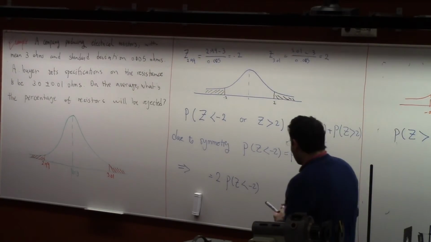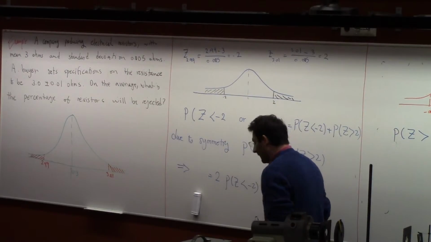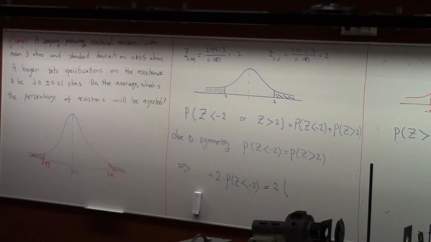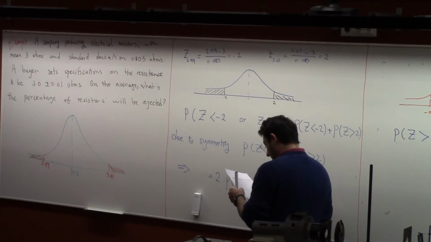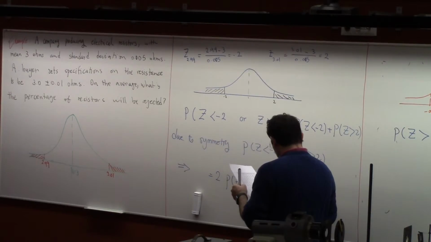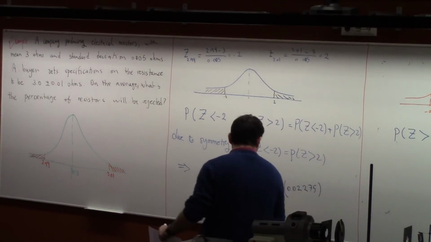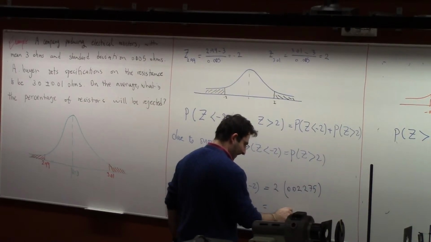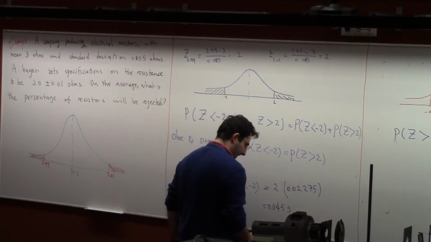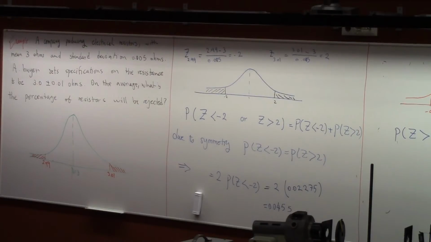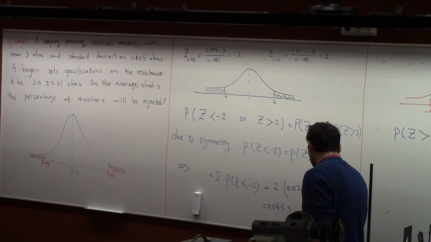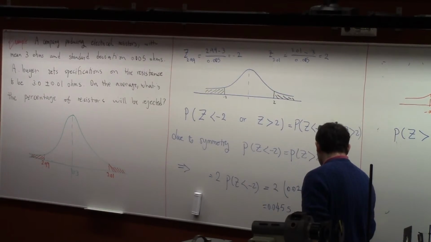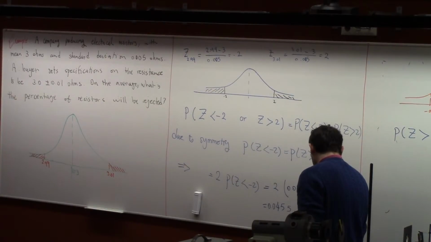And by looking at the table, it will be 2 multiplied by the value at minus 2.00, which is 0.02275, which means on average 4.5% will be rejected.